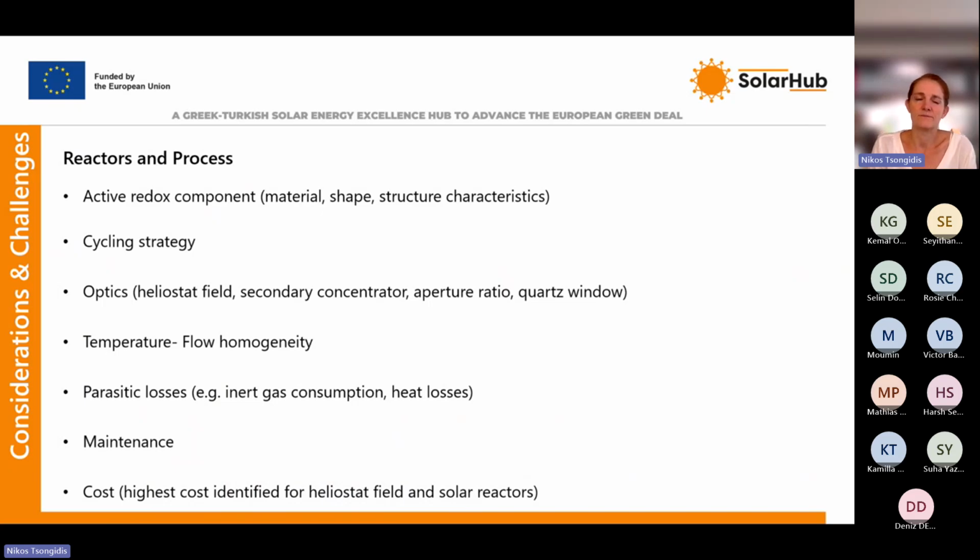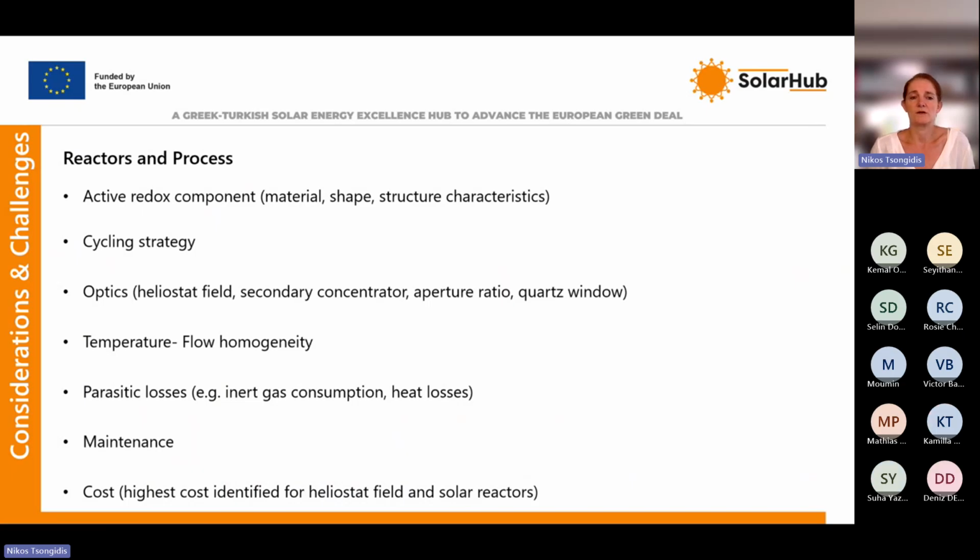All this research has led to several conclusions that included considerations about the challenges, and not only the successful splitting of water or carbon dioxide, but also the challenges that these technologies have that are related to the active redox component, and the strategy of heating and cooling of the reactor, and how you manage the concentrated solar radiation and the optical components and the heliostat field to achieve the best performing strategy.